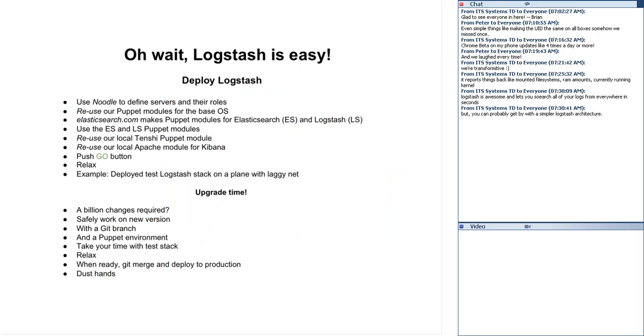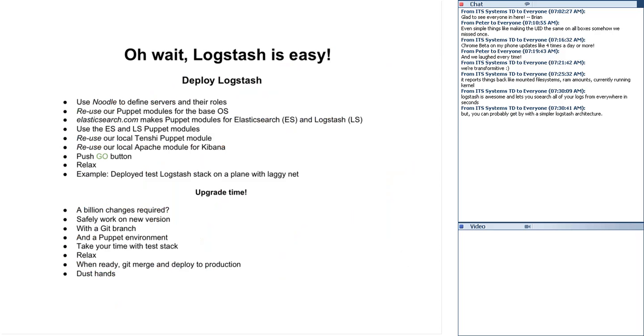Elasticsearch is the company that makes Elasticsearch, Logstash, and Kibana the web interface. So they have some Puppet modules for deploying both Elasticsearch and Logstash. So we use those, which is helpful because we didn't have to create those. That's part of what having a good community around the tool or your automation product lets you do.